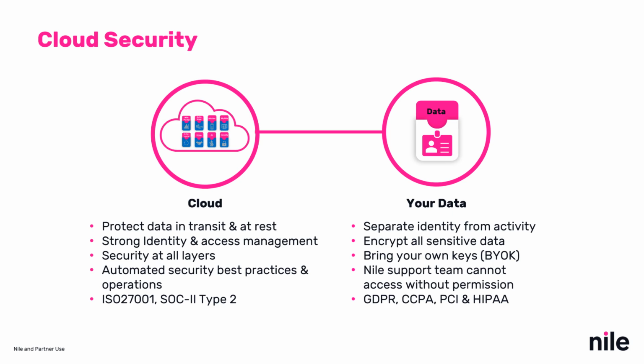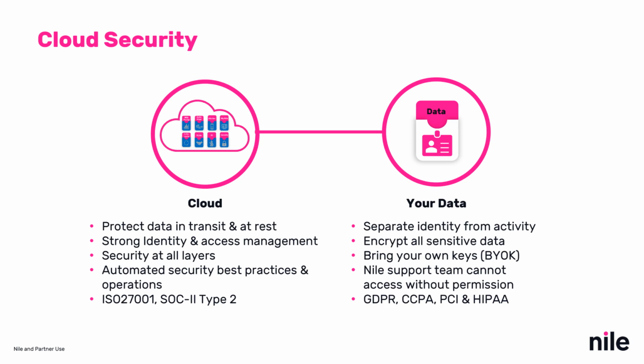Nile takes a comprehensive approach to cloud security, ensuring that customer data remains protected at every stage. Data is encrypted both during transmission and while at rest, preventing unauthorized access or tampering. Identity and access management are tightly controlled through role-based policies and secure authentication processes, ensuring that only authorized users can interact with critical systems and data.